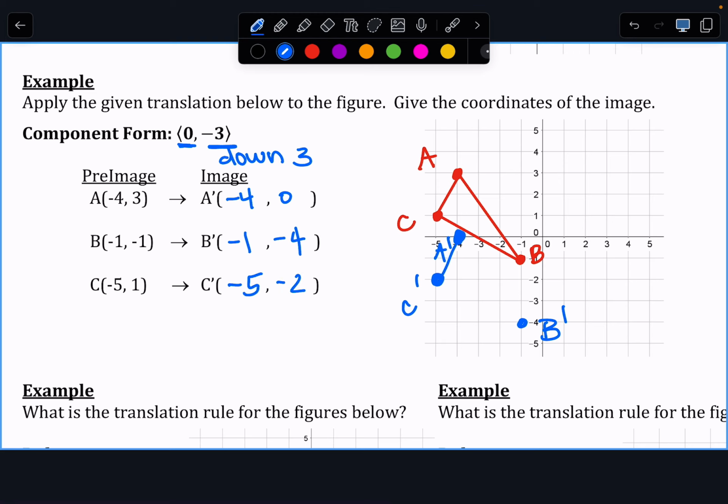Now, here's the deal. We could just subtract 3 from all of the y coordinates, or I could count on the coordinate plane and then identify. I like to just use my picture and figure out what my coordinates are after I count them. I think that's a better way to do it because it reinforces what we're doing.